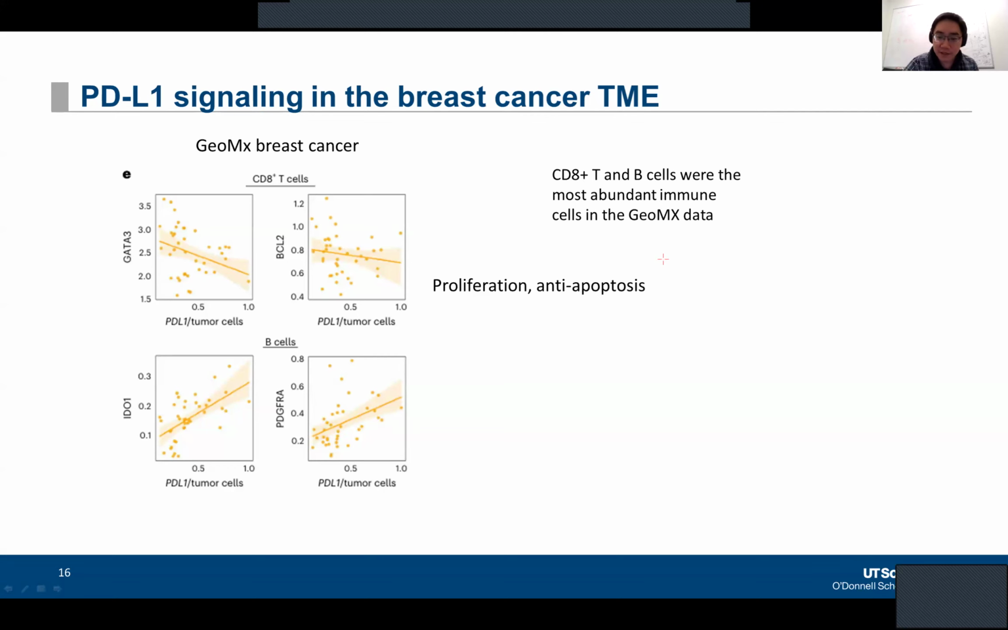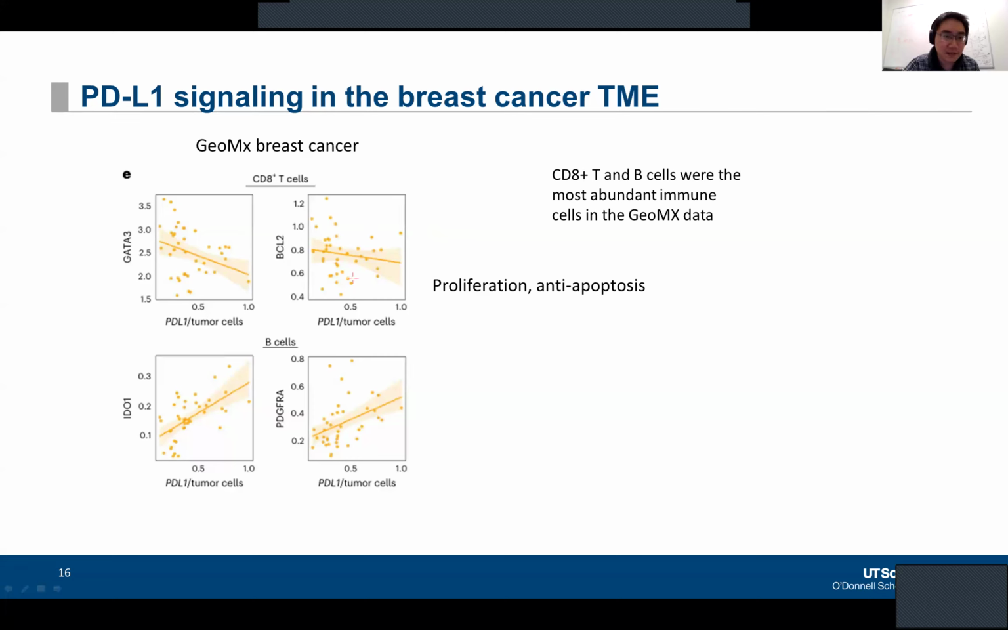Another way of trying to validate our results is to look at known interacting processes. And we know that tumor cells can express these immune checkpoints to inhibit immune cells. So PD-L1 in particular is a known immune checkpoint against T cells. Well, we validated using our GeoMx data provided by our collaborator in breast cancer.